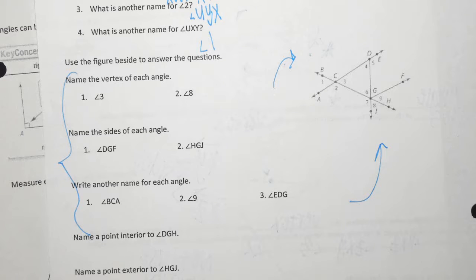Okay, so angle 3 is right here. So that's the middle. So its vertex is C. So you have to start from one of the sides. So you could be D, C, G, or G, C, D. So the vertex of that is just C though.